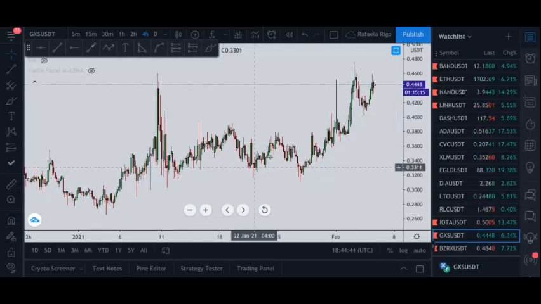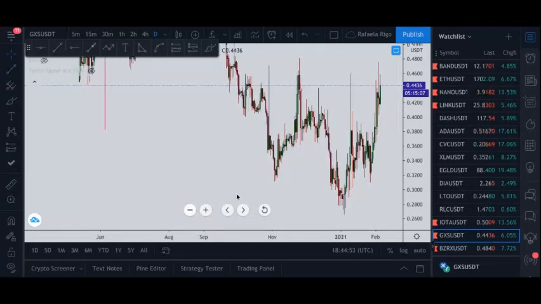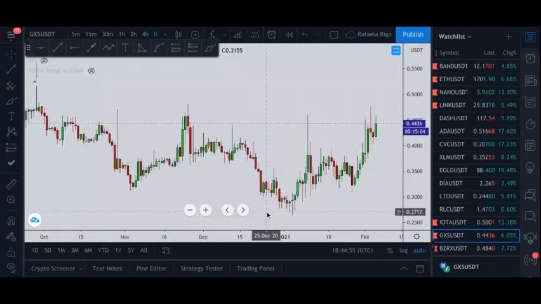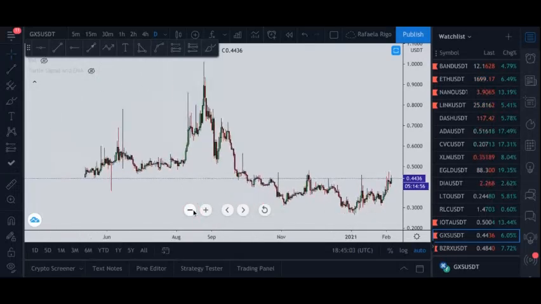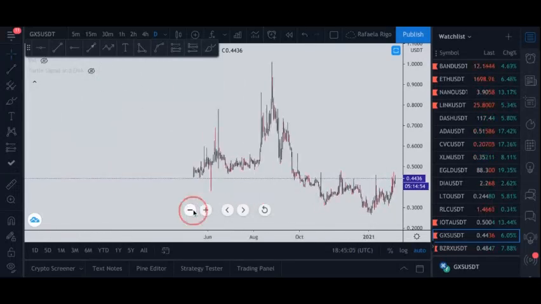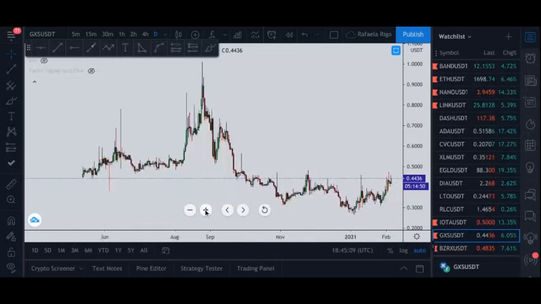What I like to do is go to the daily. And again, I need to remind you that this is not advice or a recommendation. This is simply how I set my trend lines, my support lines, my resistance lines, and why I do them. The first thing I would do is zoom out so I can see the whole chart. You can see that this is quite a small chart.